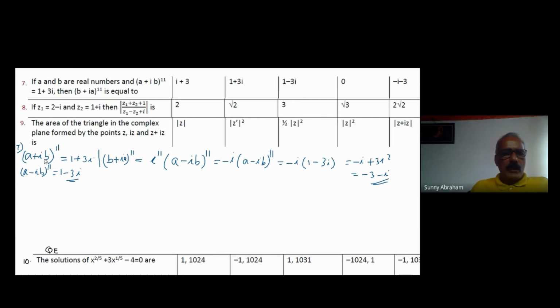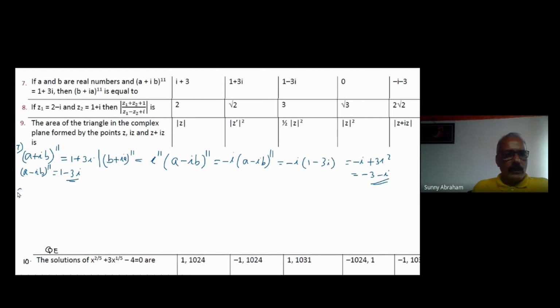Look, (a + ιb)^11 is 1 + 3ι. Hence, (a − ιb)^11 is equal to 1 − 3ι, taking conjugate. Now, your question is (b + ιa)^11. So take ι common outside, it will become ι^11 (a + (1/ι)b). 1/ι is −ι, so (a − ιb)^11. That is, we multiply.